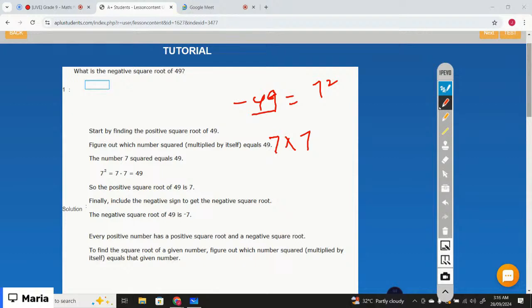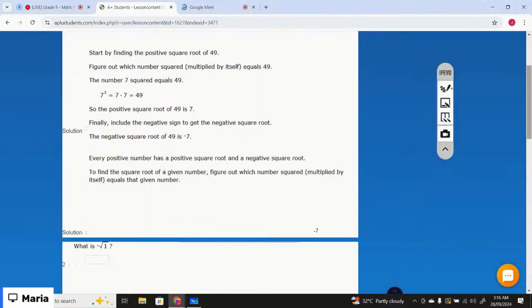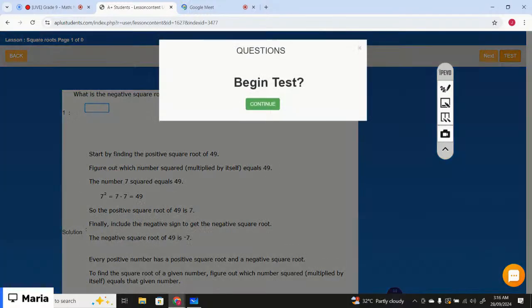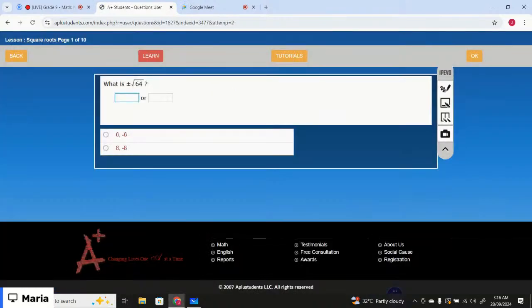So that is -7, right? -7 is the answer. You simply have to find the square root of 49, that is 7 times 7, and then you can put the negative sign. So that is -7. Let's just start with the test questions.